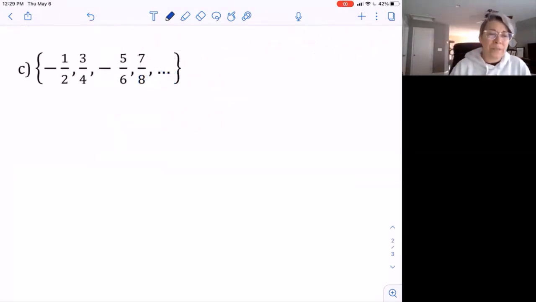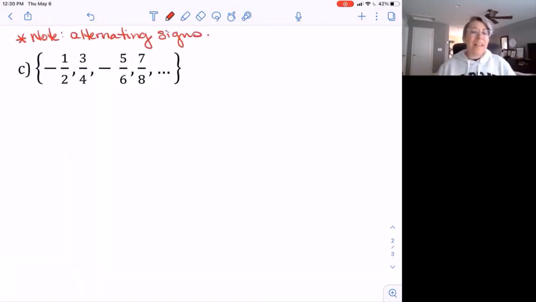Now let's take a look at C. This one's a little bit different. Notice it alternates signs. If it alternates signs, then it's not going to be arithmetic. Now, that doesn't mean it can't go from positive terms to negative or negative to positive. You can add or subtract where it eventually changes signs. But notice it goes from a negative 1/2, positive 3/4, negative 5/6, positive 7/8. They're alternating. It could be geometric. We would have to look and see.